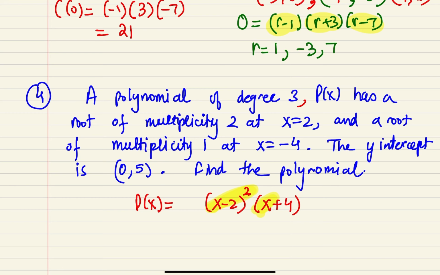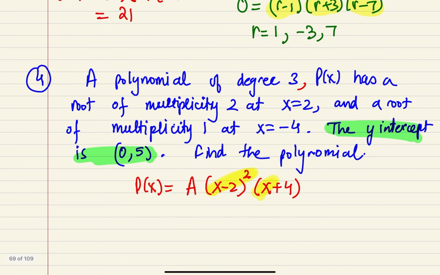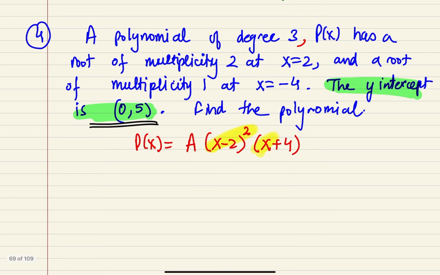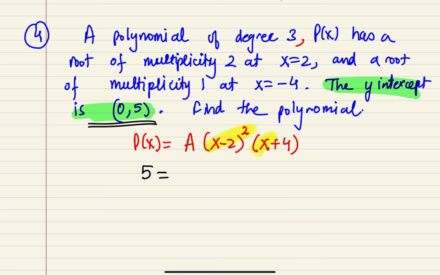Now we're given some more information, which is saying the y-intercept is 0, 5. So that means there is some leading coefficient over here. I'm going to call it a. And we want to find the polynomial. So to find the polynomial, we do need to find out what's the value of a. I'm going to go ahead and use the information that the y-intercept is 0, 5. So I'm going to replace the y value by 5 and the x value by 0 and solve for a.